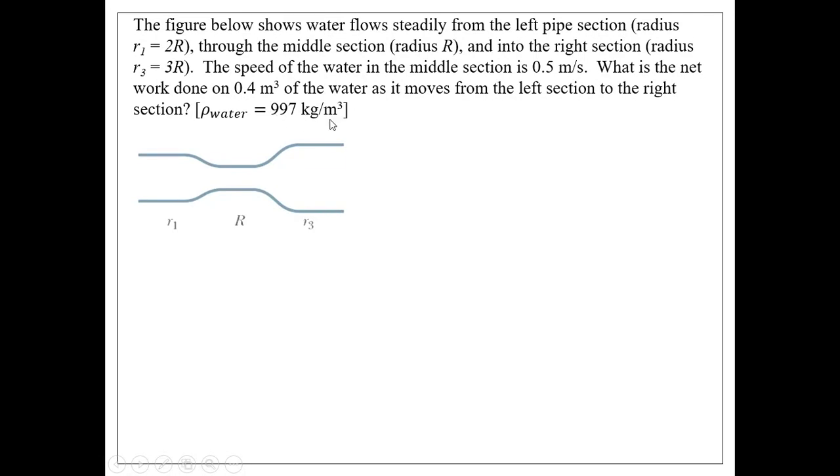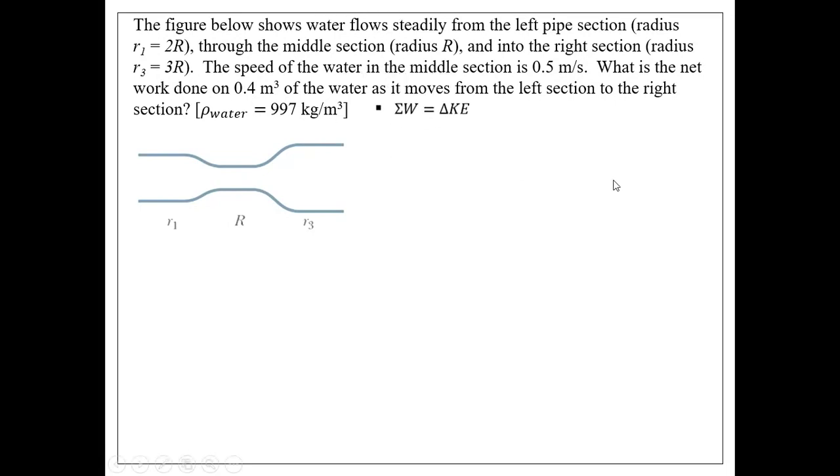I want to use this because the volume given in this particular problem is 0.4 meters cubed. So I want to make sure all my units are the same, okay? Because sometimes you can see the density of water in grams per centimeters cubed. But here, I'm going to use kilograms per meters cubed because the volume here is given in meters cubed. All right, now let's go and crack it out.